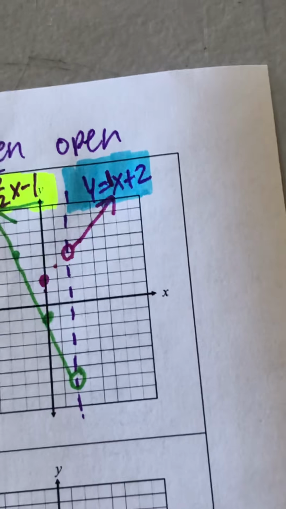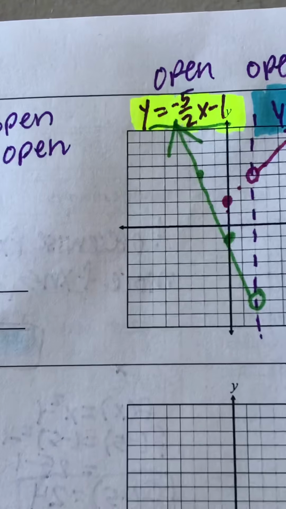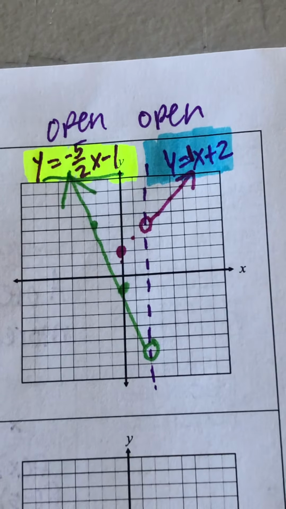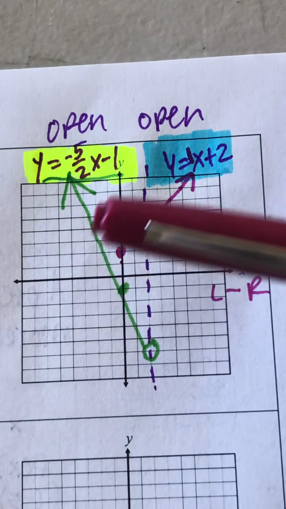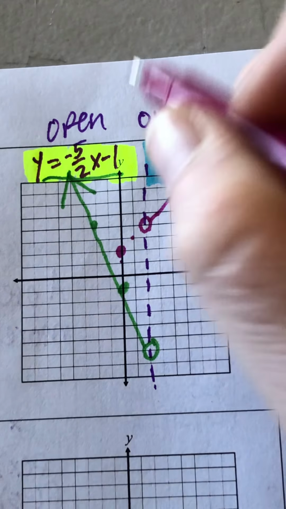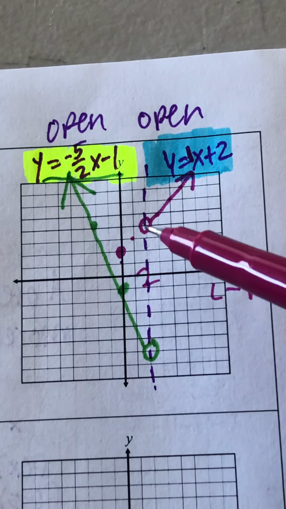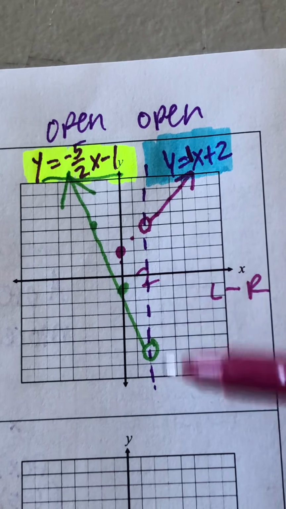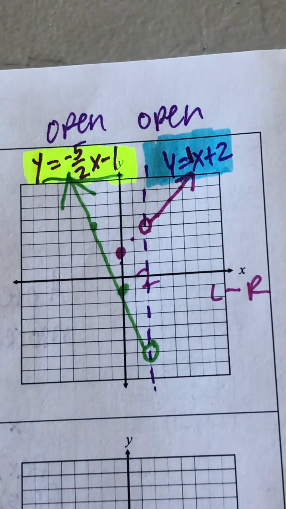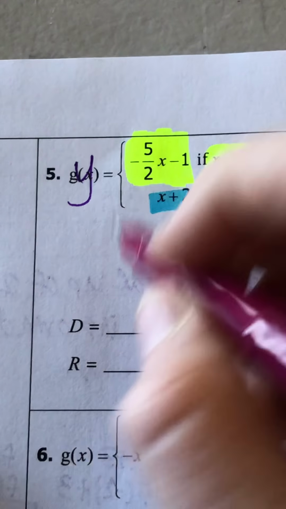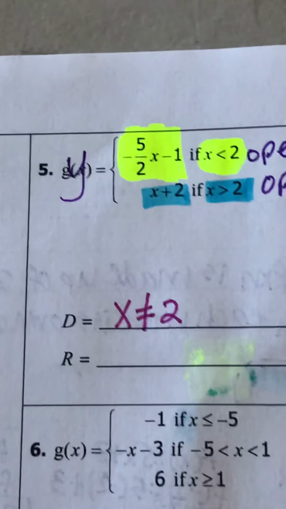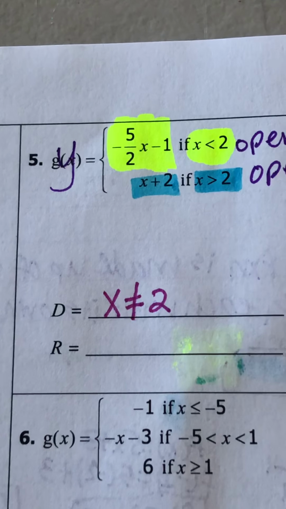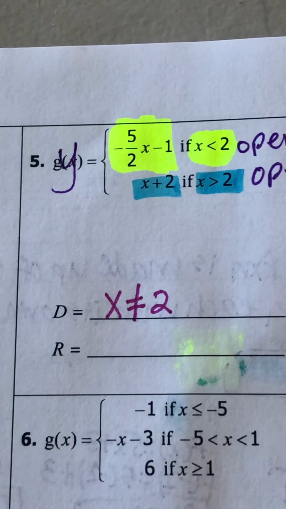All right, now let's do the domain. Okay, so if you think about x, we care about left to right. This goes all the way left, and the other line goes all the way right. But at x equals 2, we don't have a value. It's open on both sides. So that means our domain is x does not equal 2. That's a restriction there. Okay, there's an open circle. There's not a value. There's not a y value there.